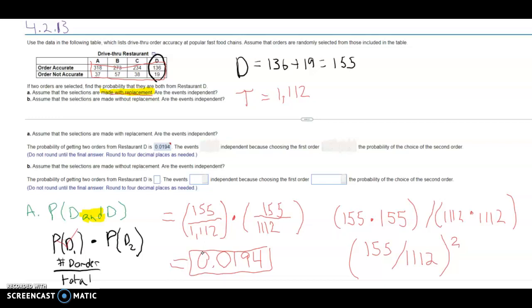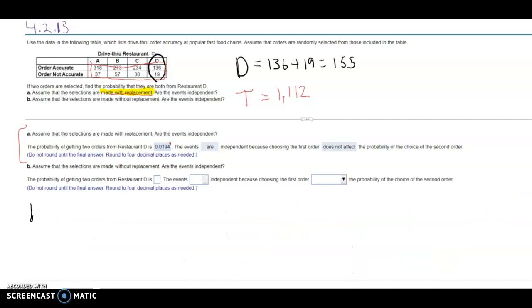So that is our answer to part A right here. The probability of getting 2 orders from restaurant D is 0.0194. We would say that these events are independent because choosing the first order does not affect the probability of the choice of the second order. So you can see they ended up being the same probabilities. Now let's look at part B.